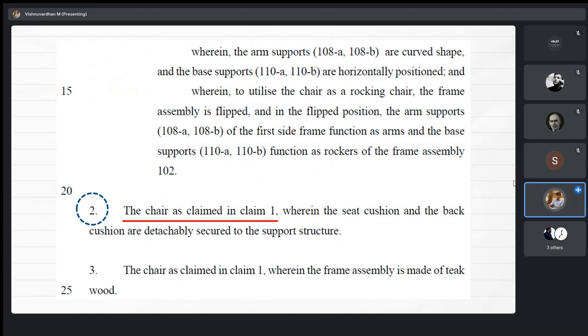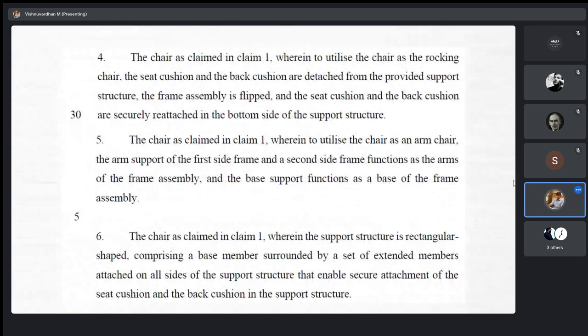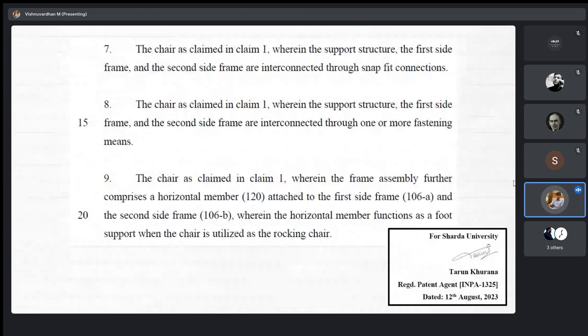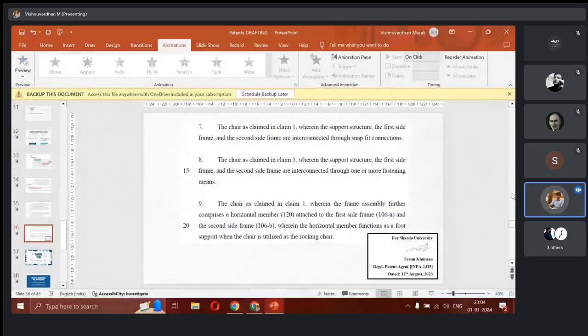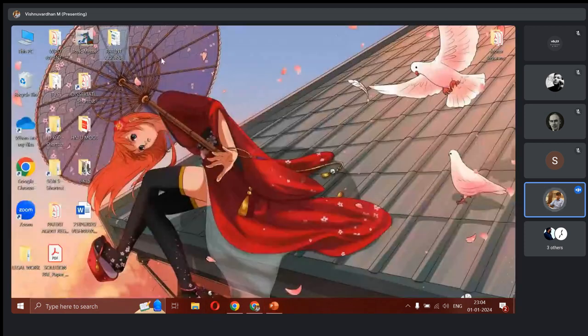Okay. So I'll show you guys the question paper now. So don't get intimidated at all. This is a proper patent which is done by Mr. Tarun Kurana, the owner of Kurana and Kurana. So of course, nobody expects you guys to do this in your first drafting. So let's have a look at the question paper itself. Wait.